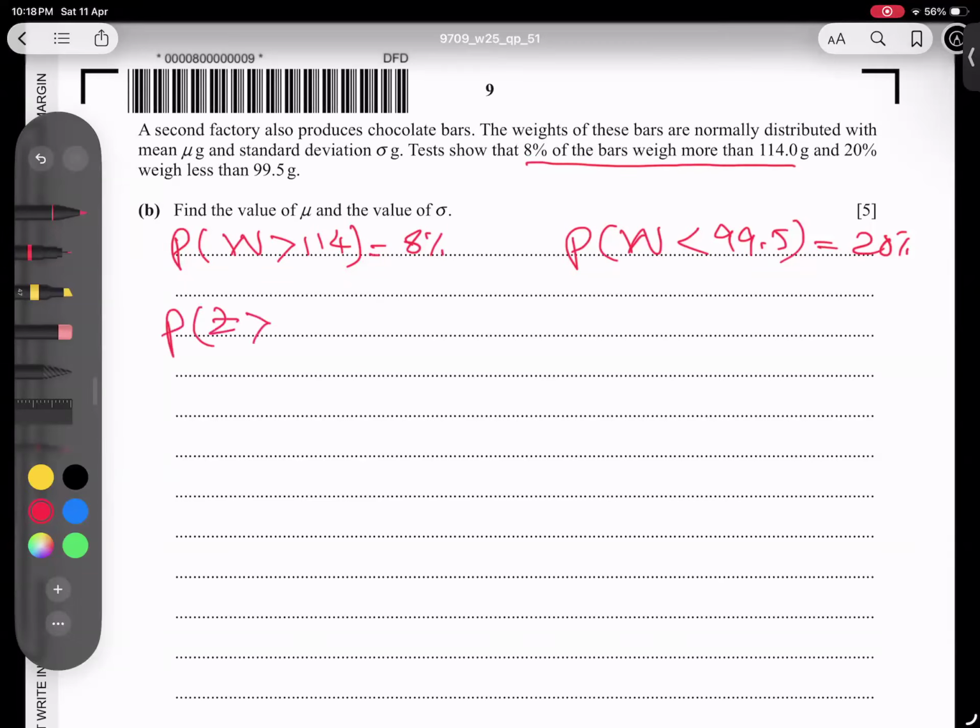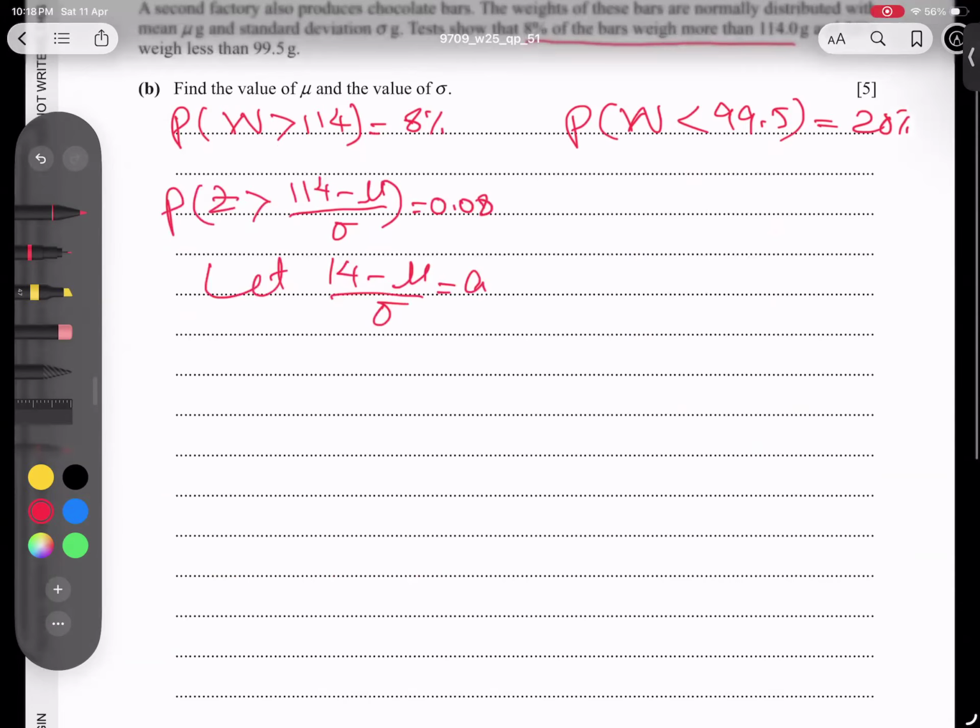Z, as you know, is this value 114 minus mean, by deviation, and 8% means 0.08. I'm giving this a name. So I'm writing here: let 114 minus mu by deviation be equal to a. Then this formula turns to be z more than a is equal to 0.08.